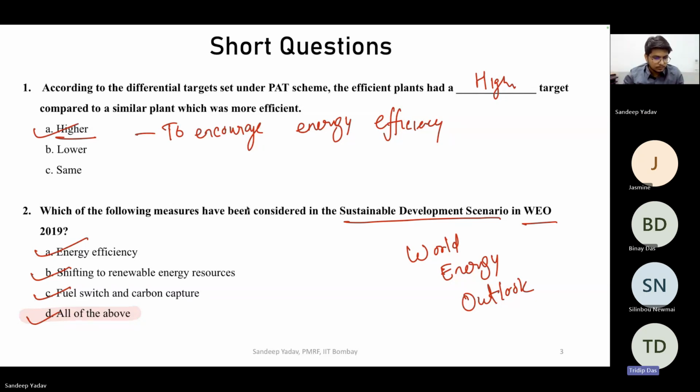Sir, am I right, the inefficient plant has a higher target than the more efficient plant? Correct. Yes.